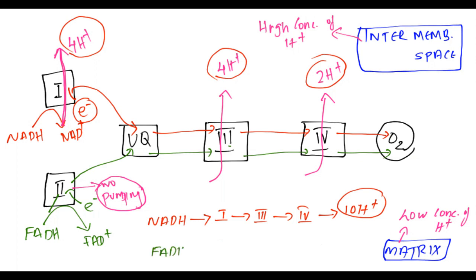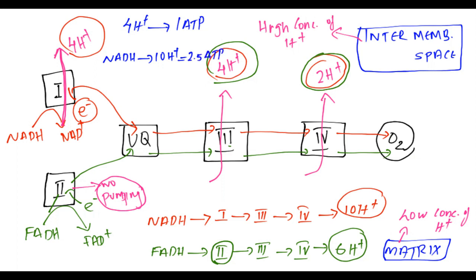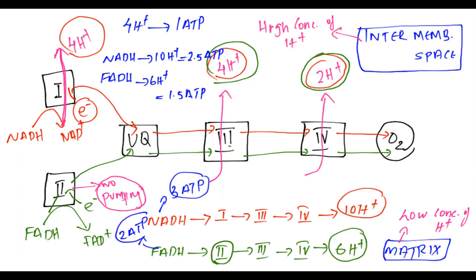And when FADH comes, the electron will go through 2, 3 and 4. You know that 2 is not pumping any hydrogen ions, and it will pump only 4 plus 2, that is only 6 hydrogen ions pumped by that FADH. And according to our calculation, 4 hydrogen ions are needed for the production of 1 ATP. So NADH is pumping 10 hydrogen ions, so a total of 2.5 ATPs will be given by the NADH. And FADH will have only 6 hydrogen ions, that is 1.5 ATP. There is a difference in the NCERT textbook. NCERT is telling 3 ATP from NADH and 2 ATP from FADH.